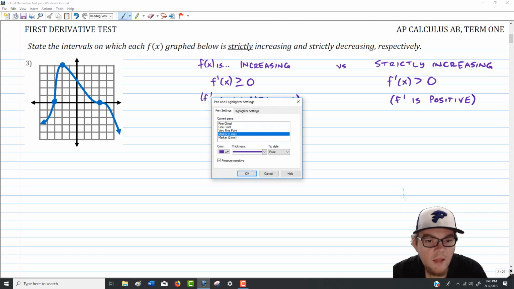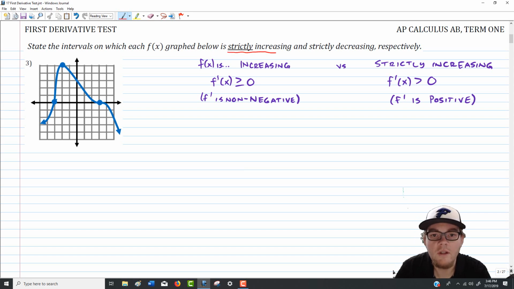For this particular problem, now that we've clarified those pieces, I want to start by focusing on the two things we were asked for. We were asked for strictly increasing and strictly decreasing for this function. So in looking here, if we start things off, we have to write the word strictly increasing. And then we're looking for the x values on which this applies.